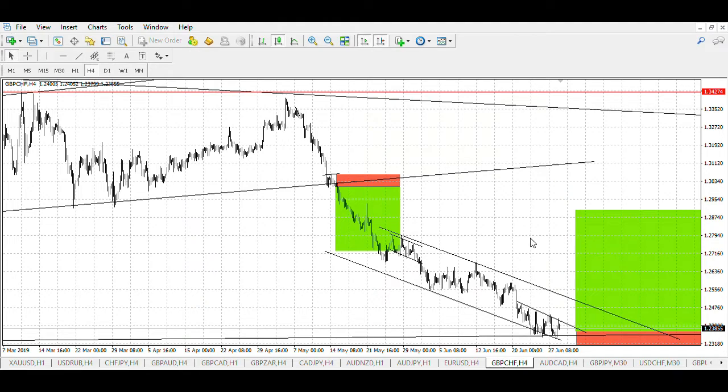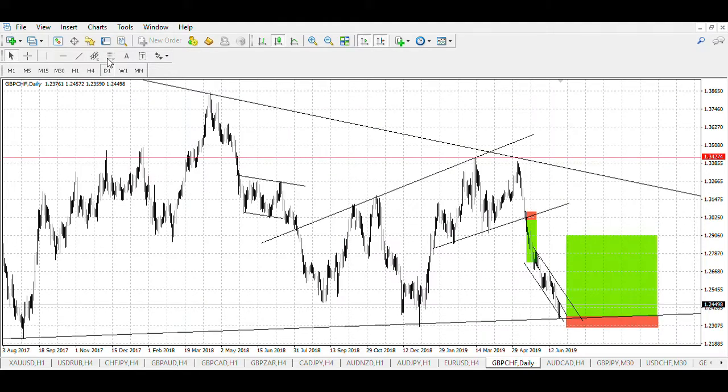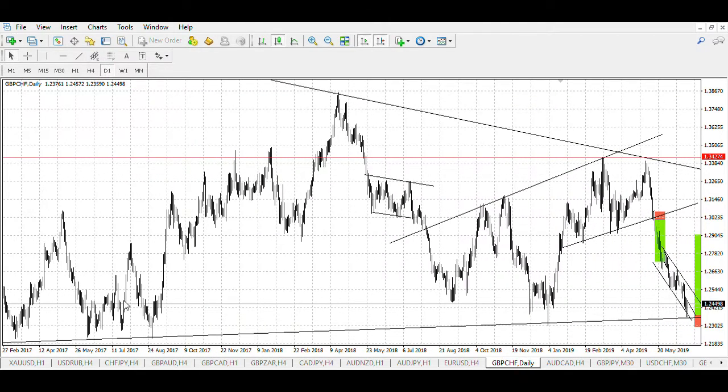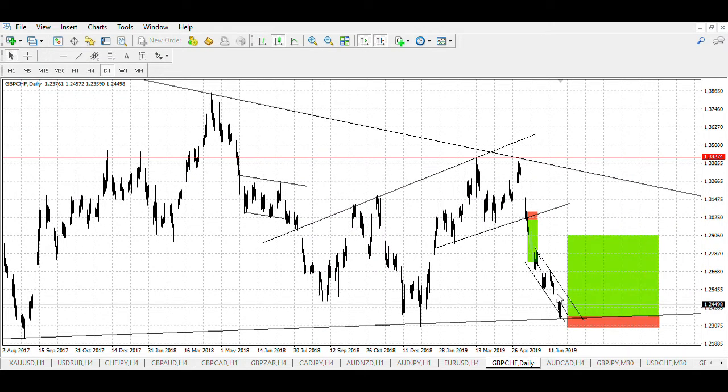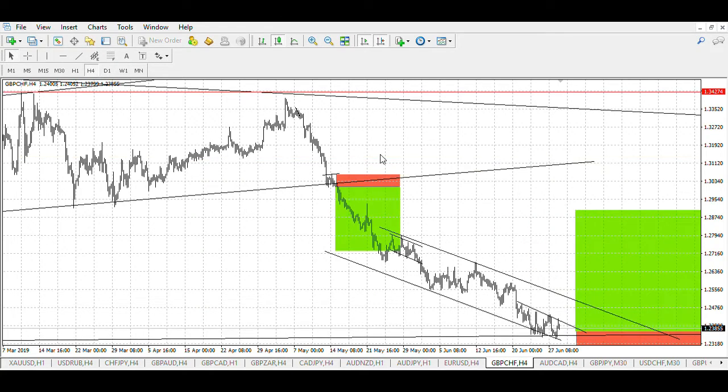GBPCHF. GBPCHF, I explained last week. This is the resistance that we have, this black line. Then we have a descending channel towards the resistance, and price made sort of a double bottom over this area. So I'm not looking for any sells because it's not possible to have sells in this scenario. Only looking for buy setups. So when the market opens, I'm just going to buy to the upside.